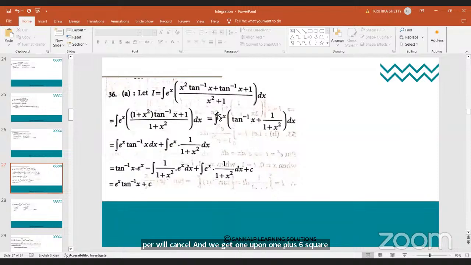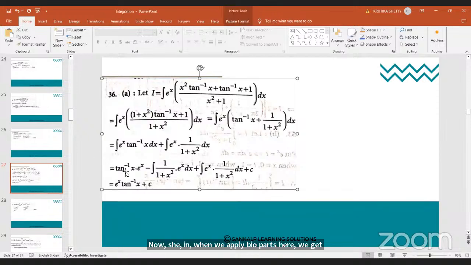Now what we can do is we can apply by parts here, but this is e raised to x tan inverse x dx, and in the second case it is e raised to x 1 upon 1 plus x square dx. Now see, when we apply by parts here, for the first case we get tan inverse x times e raised to x, and for the second part we get minus 1 upon 1 plus x square e raised to x dx, plus e raised to x 1 upon 1 plus x square dx. So the final answer will be option A, and the remaining questions we will discuss tomorrow.